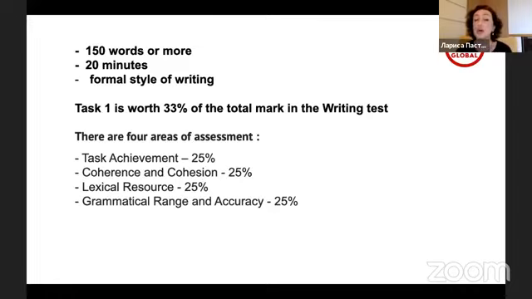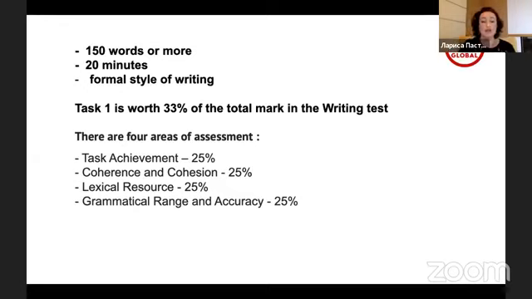So you should spend about 20 minutes on this task, and during this period of time, you should plan, write and proofread your essay, because according to the statistics, students generally correct from 2 to 6 mistakes during this, so don't ignore that. And you should write 150 words or a little bit more. Remember that academic task 1 writing is worth only 33% of the total mark in the writing test. So you should leave yourself enough time for writing task 2, which is more valuable.